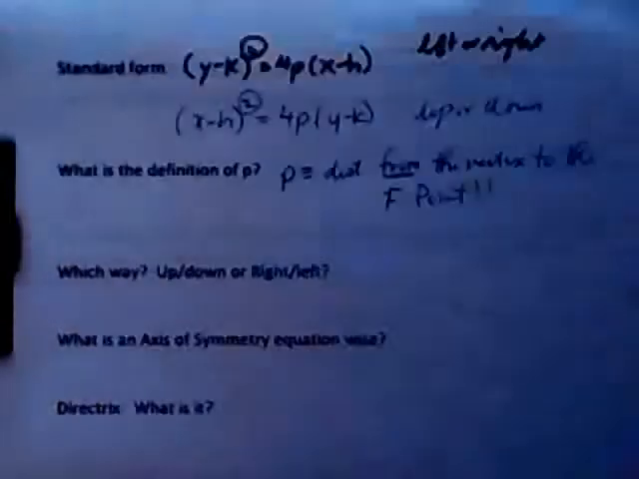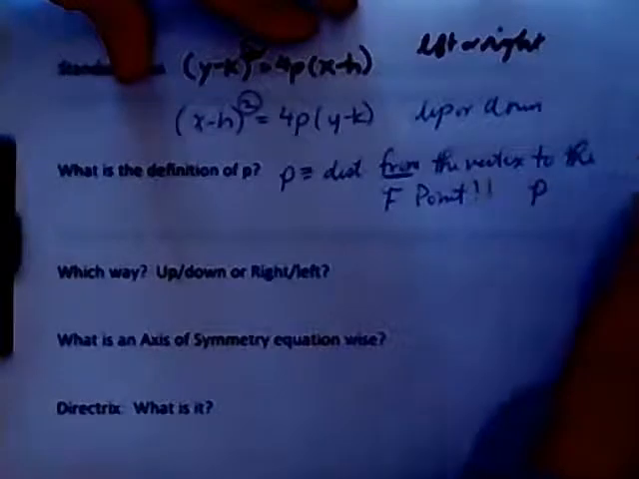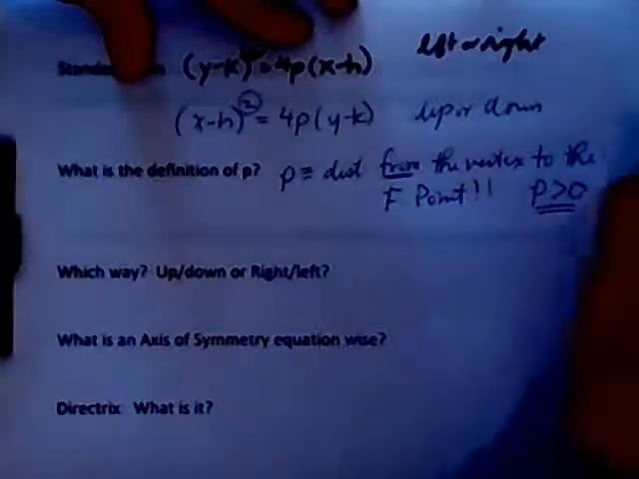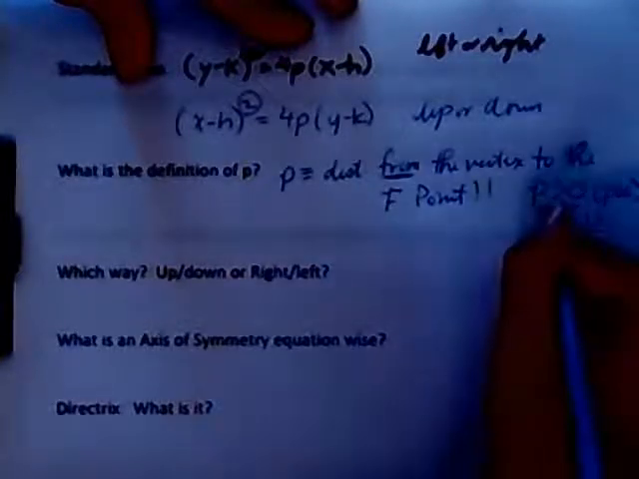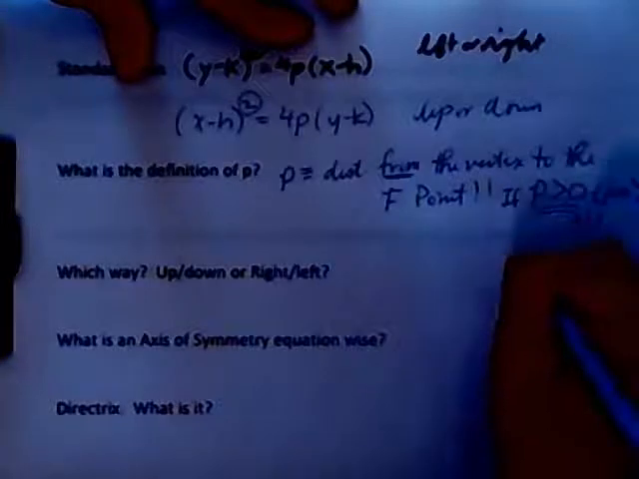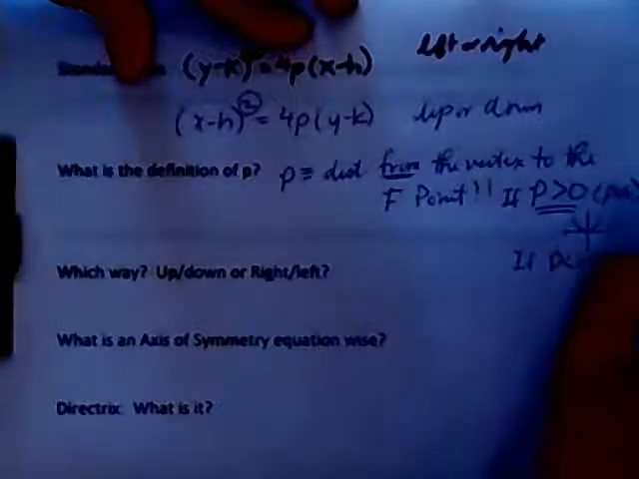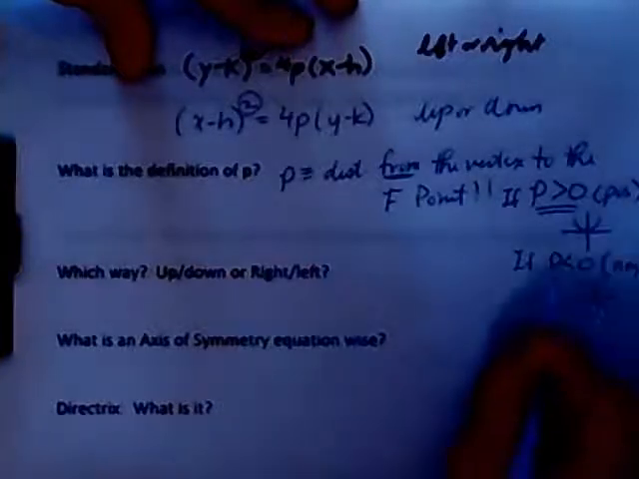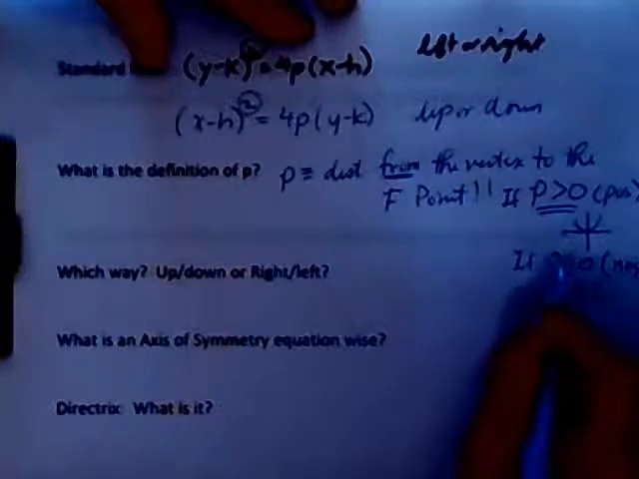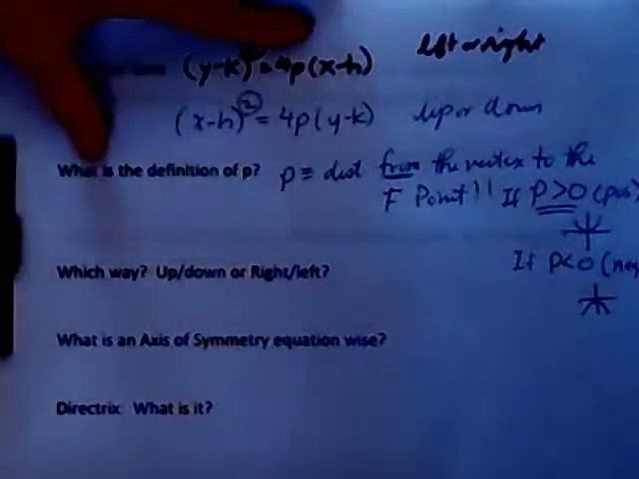And if it's positive, remember I said starting from the vertex, if you go up, it's going to be positive, and if the focus goes down, it's going to be negative. So if p is greater than 0, which means it's positive, then it's going to be an up parabola. If p is less than 0, then it's going to be negative. Less than 0 means negative. It's going to be a down parabola. So you can tell if it's an up or down parabola by this positive or negative. So that's our definition of p.